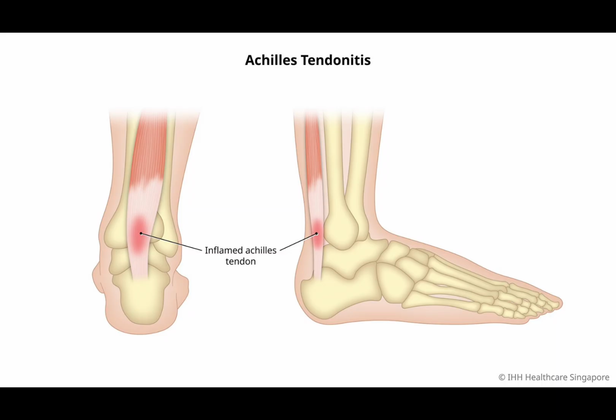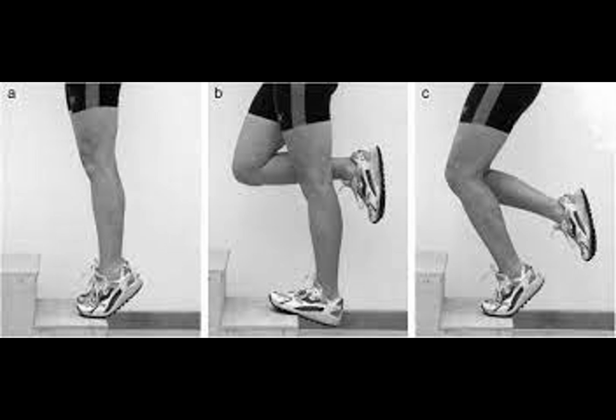Achilles tendonitis. Causes: overuse and repetitive stress. Symptoms: pain, stiffness, swelling, and warmth in the back of the heel and along the tendon. Prevention techniques: gradually increasing activity levels, proper footwear, regular stretching, and strengthening calf muscles.